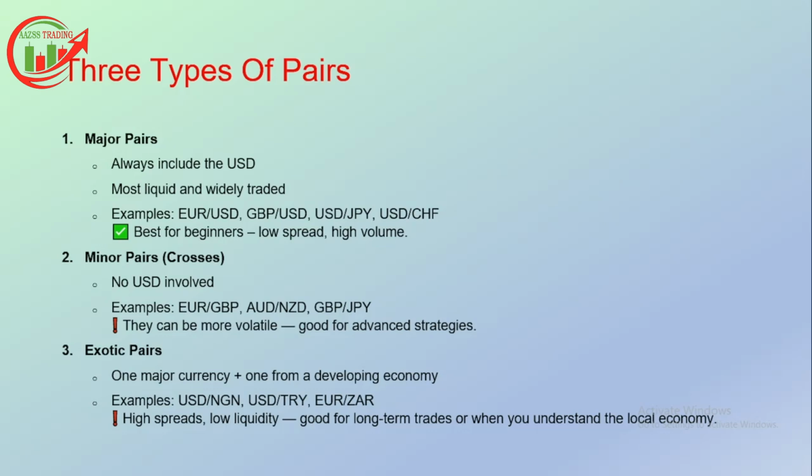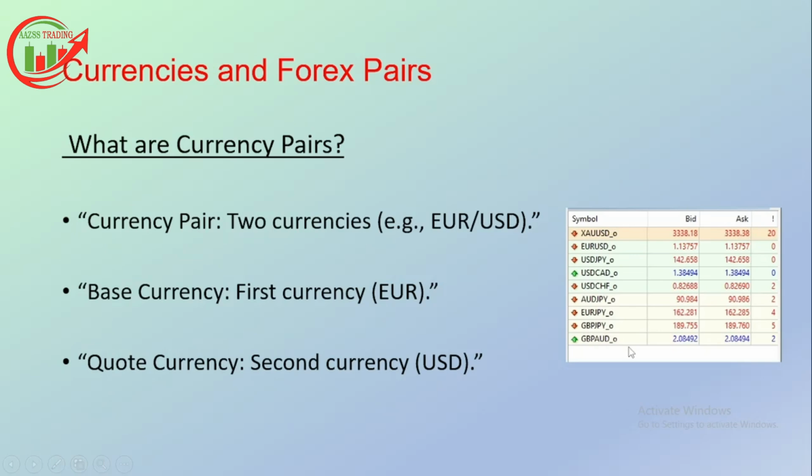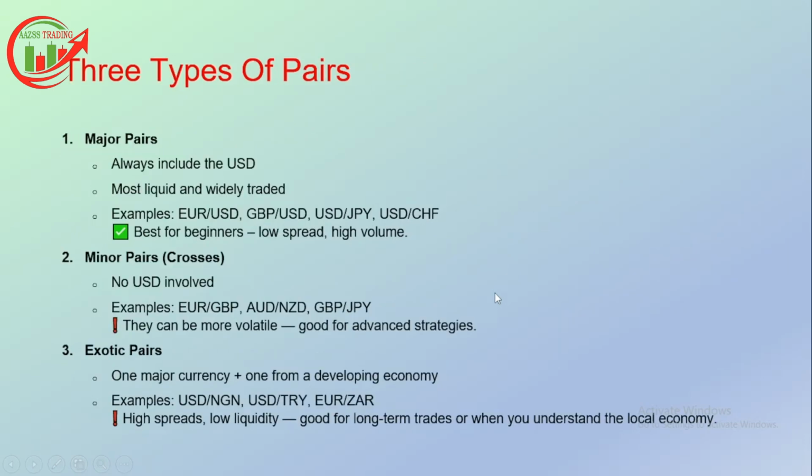Now, let's start with the major pairs. The major pairs always include USD. So if you look at, for example, our previous slide, this Euro USD, you can see this is a major pair because it includes USD. And the next point on major pairs is that they are the most liquid and widely traded. Examples are Euro USD, GBP USD, USD JPY, USD CHF. So they are best for beginners.